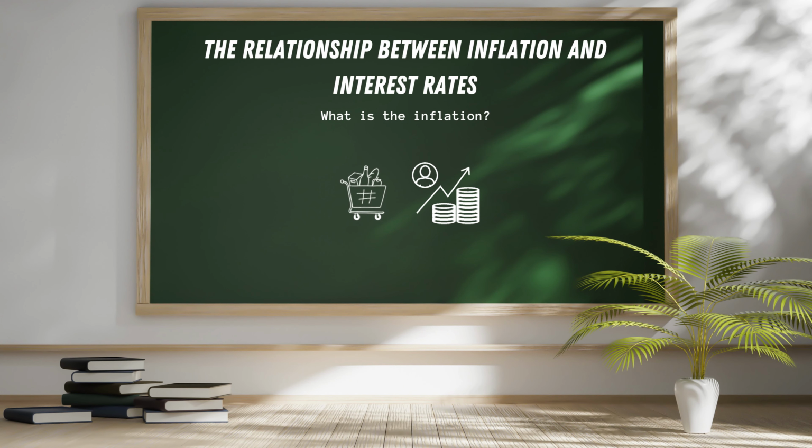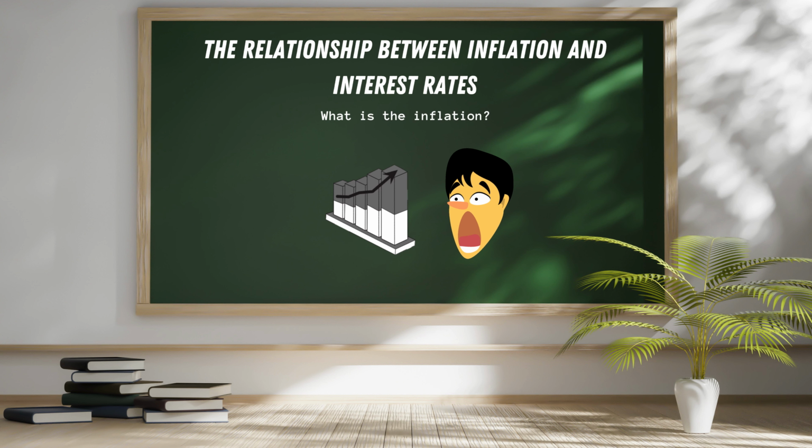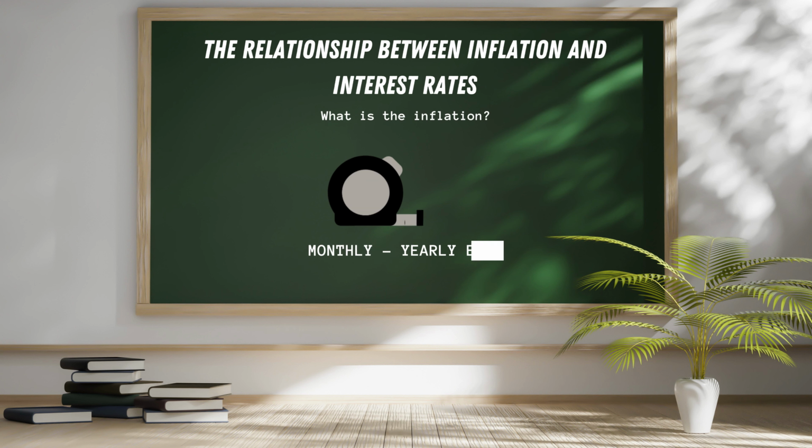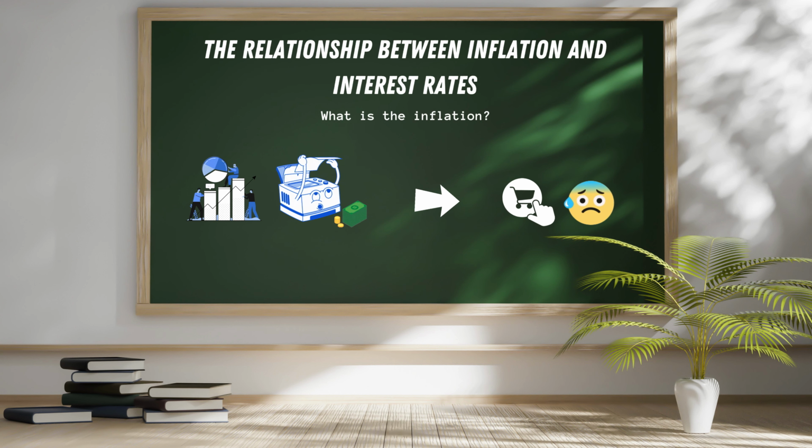First, let's answer the question of what inflation is. In simple terms, inflation is the increase in prices of a shopping basket that includes basic necessities. More specifically, it is the continuous and noticeable rise in the general price levels of goods and services. Inflation can also be tracked through the Consumer Price Index, CPI. It can be measured on a monthly, yearly, etc. basis. This increase leads to a decrease in the purchasing power of money and is generally associated with economic growth and an increase in the money supply.